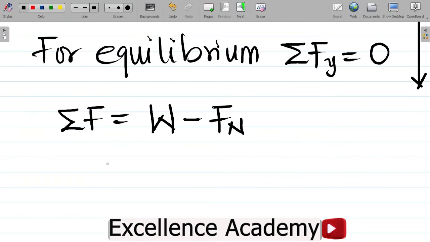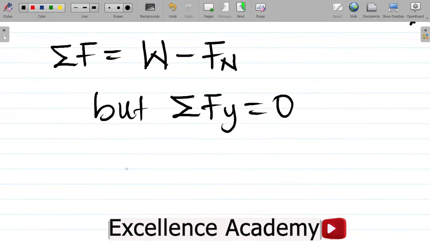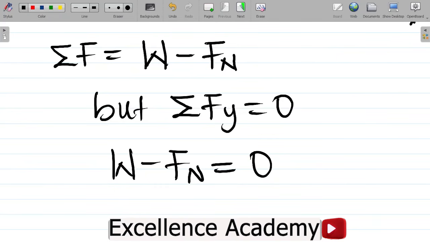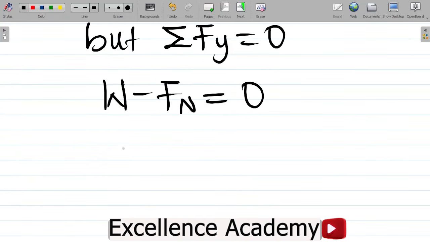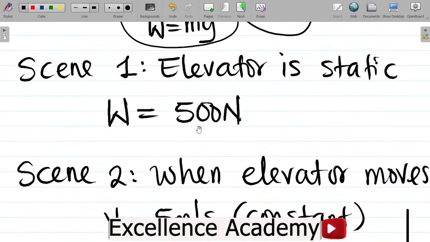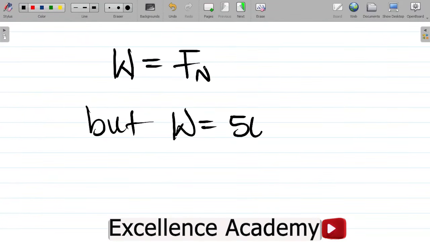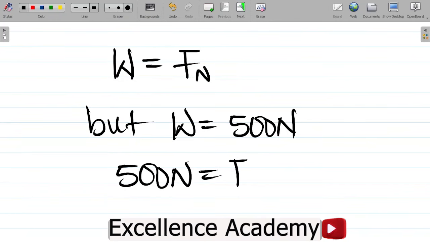But we already said that the sum of vertical forces is equal to 0. So what that simply means is that this is equal to 0. So W minus the normal force is equal to 0. All I have to do is move the normal force over here. So I'll have that W is equal to Fn, the normal force. But the value of W is already 500 Newton. In essence, 500 Newton is equal to the normal force.